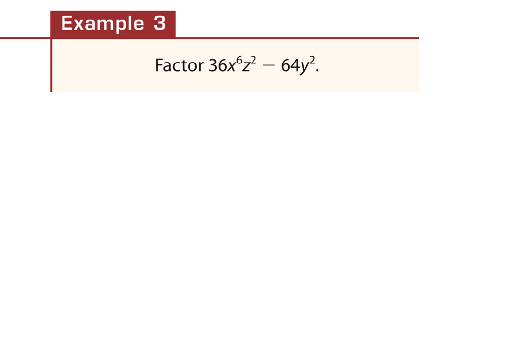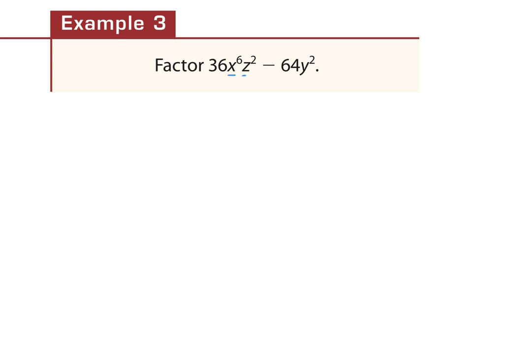All right, so for this one, we have multiple variables. We have x, z, and y. I am going to check for a common factor. In this case, 36 and 64 actually do have a common factor. What goes into 36 and into 64? 4 does, right? What about my variables?